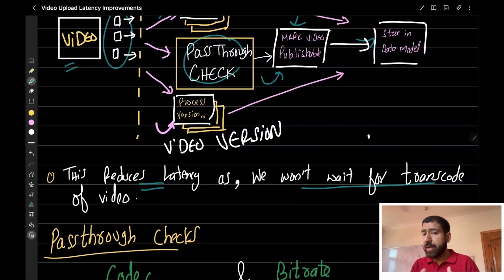Same like when we're not waiting for other versions, we're only doing the highest quality version at that time. Now we are only waiting initially for this. Let's say the pass-through check we have fails. It says the uploaded video is not actually eligible. So we'll again have to wait for the highest quality, right?